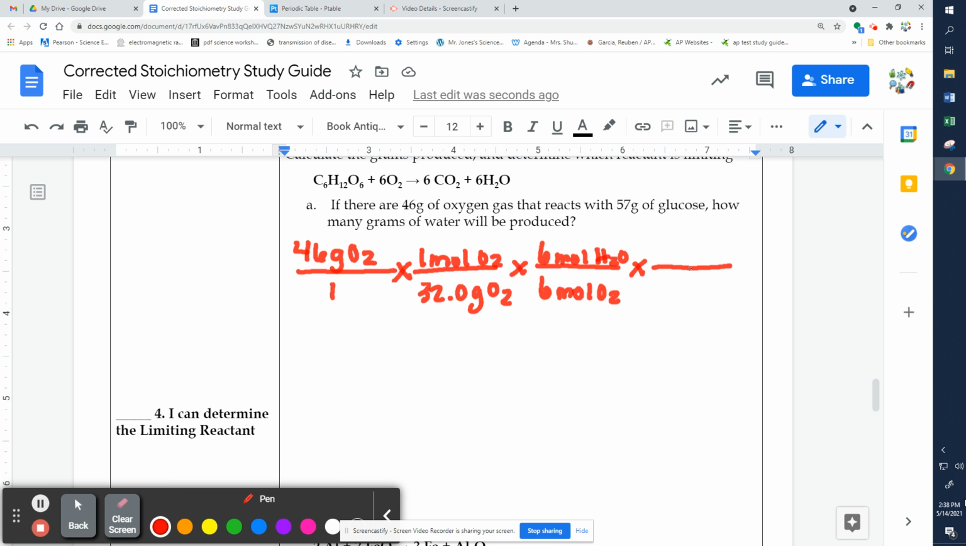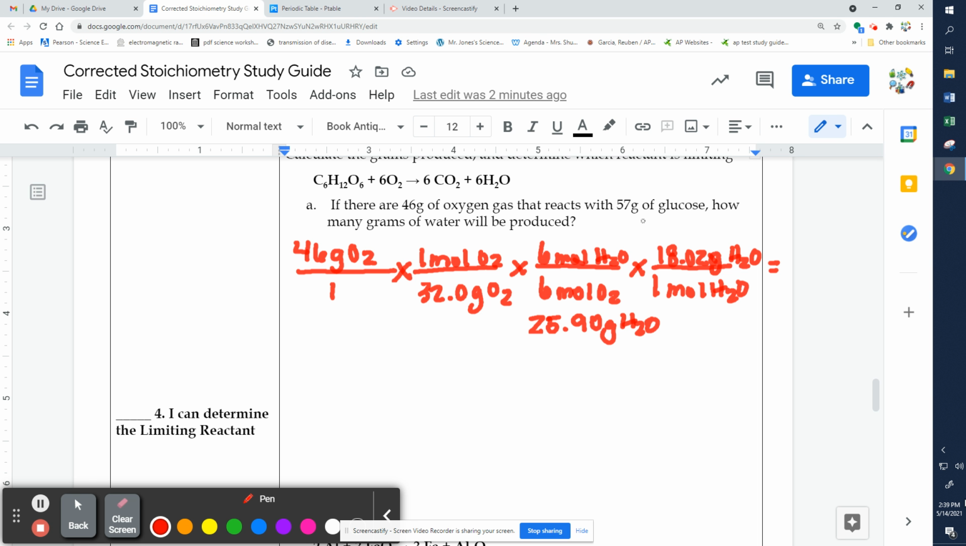Our last step is to take it from moles of water. So on the bottom, I have 1 mole of water. To our molar mass again, to grams. So our molar mass of water, 18.02 grams of H2O. When I put all of that into my calculator, 46 divided by 32 times 6 divided by 6 times 18.02, I get an answer of 25.90 grams of water.